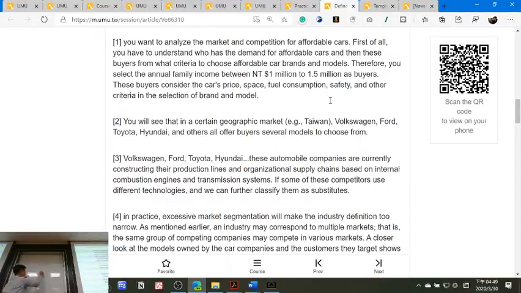So who will buy the affordable car? We can use the household income as an indicator to define the customer segments. For example, in Taiwan, households with income between 1 million and 1.5 million are usually the buyers who will choose affordable cars. So that is the customer segment we define first. And we know that family buyers choose the car based on some criteria. The criteria, for example, price.